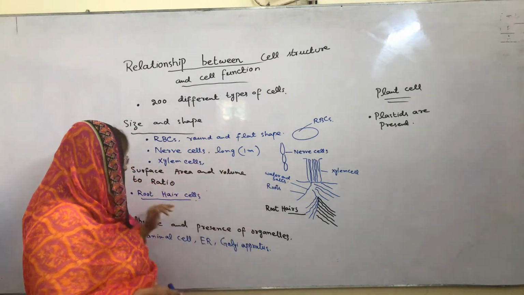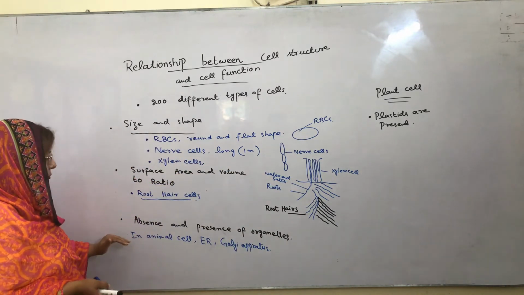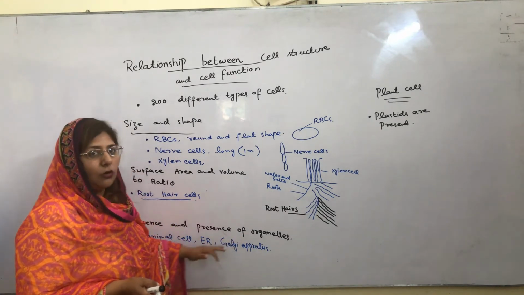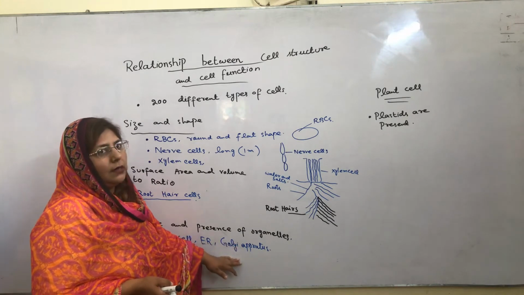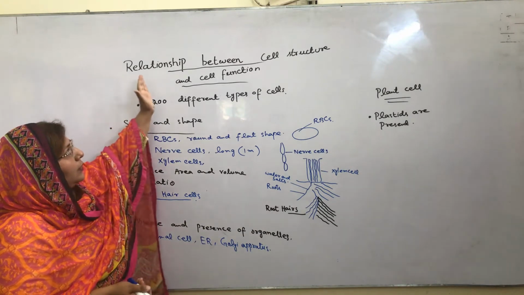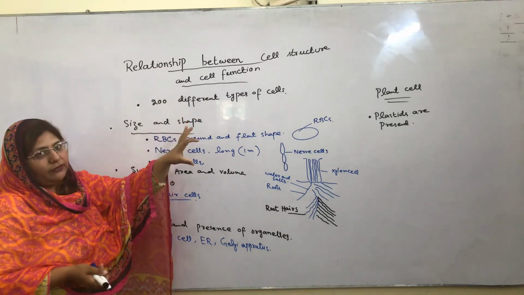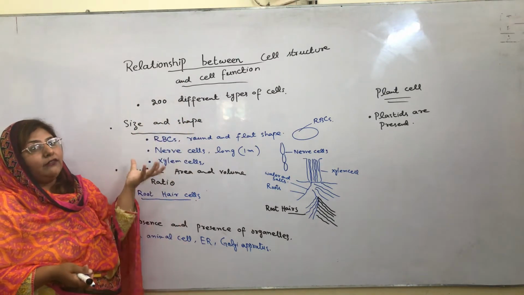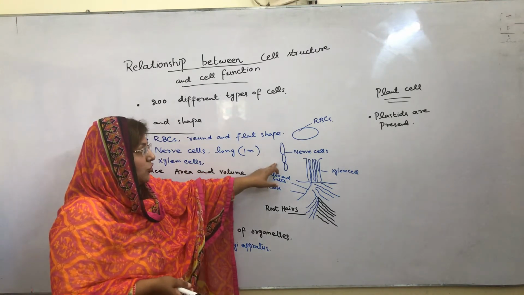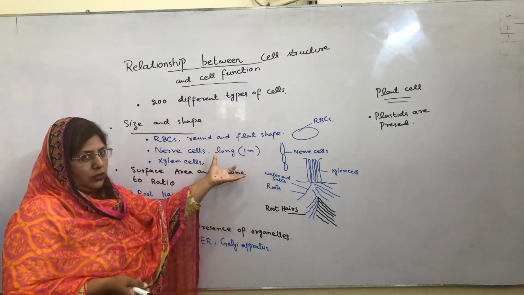So in plant cell, which organelles are present? Plastids are present. And if we take animal cell, in animal cell endoplasmic reticulum and Golgi apparatus, they both are complex and they are present in the cell. This is the introduction of relationship between cell structure and function. Why do cells have their specific shapes? Because of their specific shape, they do their specific functions.